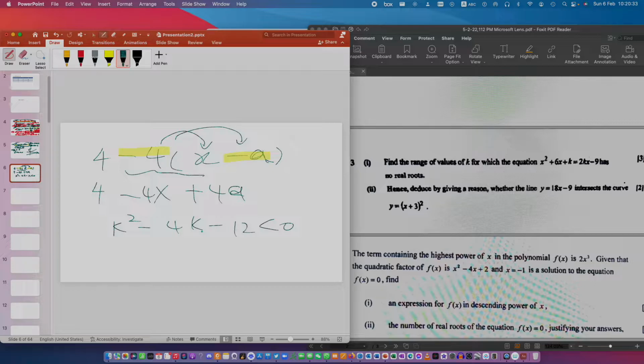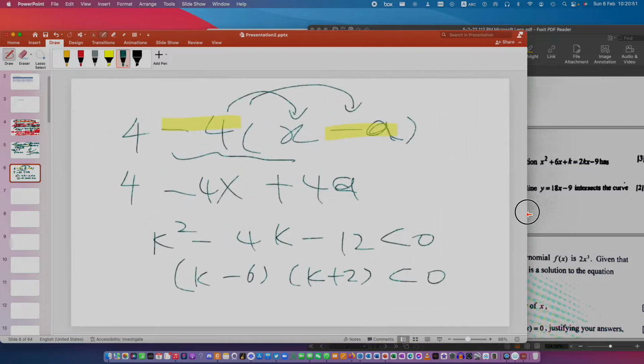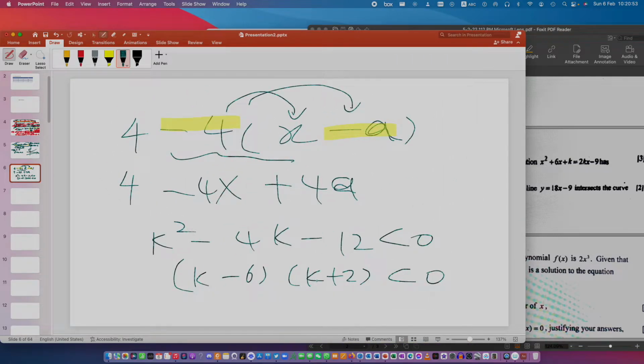Okay, so how do you solve this? Like I say, this is in terms of k, right? So number one, how do you solve this? Of course, you use the factorization method, right? So you get (k - 6)(k + 2). Then the next step is you need to draw it out to decide, right?